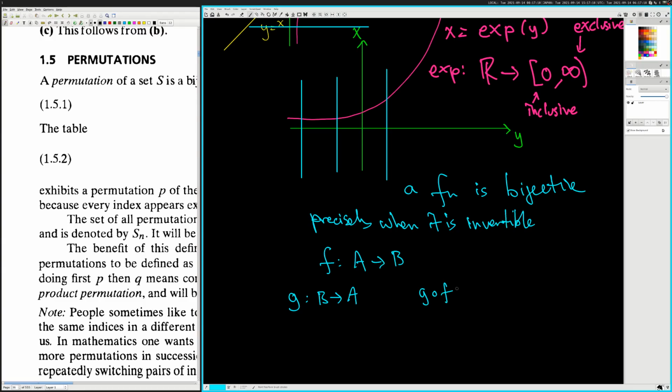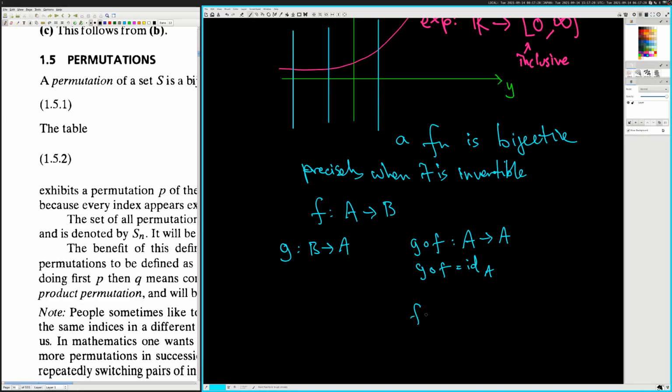g composed with f, well, this is a function from A to A, and g of f is the identity function on A, and then f of g, this is from B to B, f of g is the identity function on B. If both of these properties are true, the function is invertible. That happens precisely when the function is bijective. This is called left invertibility, meaning this is a left inverse.